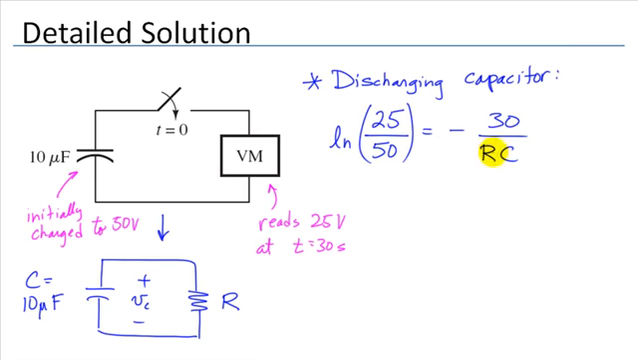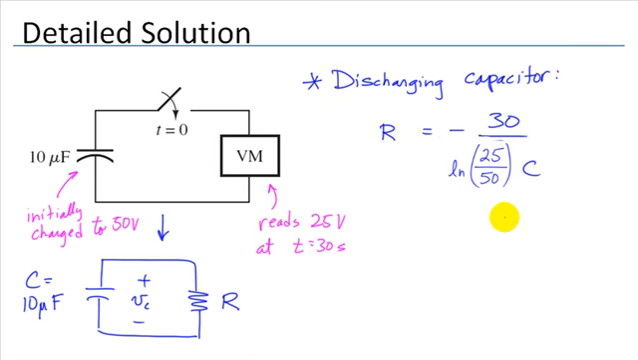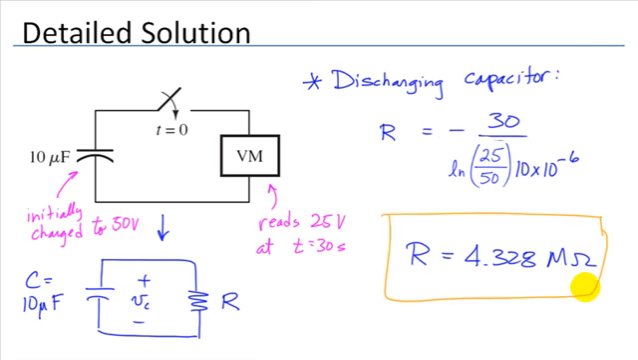And I'm trying to solve for R. I'll bring R on the other side. Bring this whole expression to the denominator of the right-hand side. And then substitute in the specific value of the capacitor. And when you evaluate this on your calculator or similar device, you find that the resistance of the voltmeter is 4.328 megaohms.